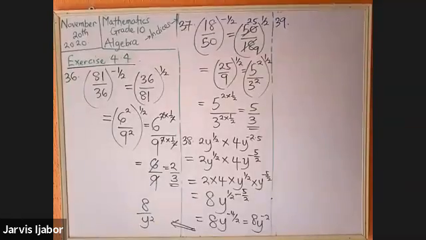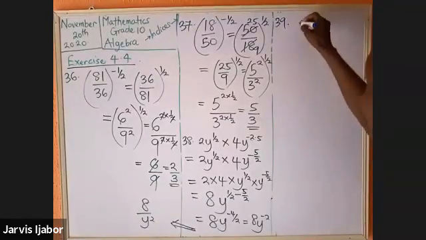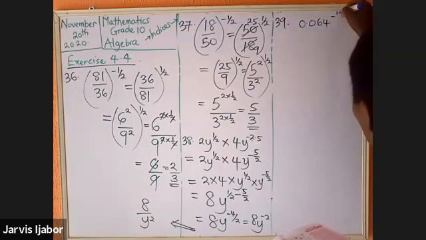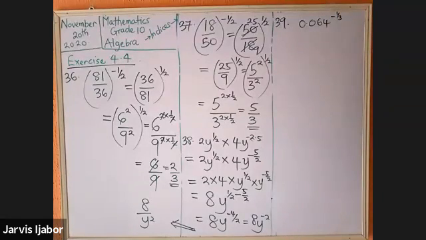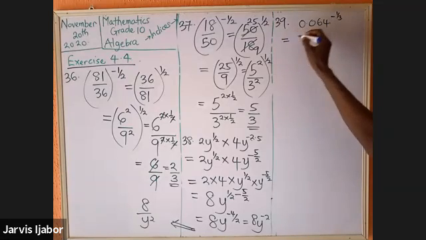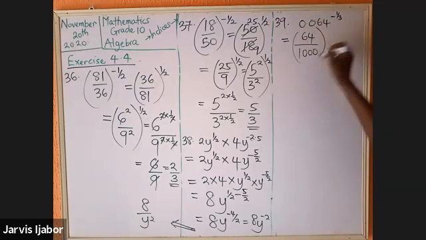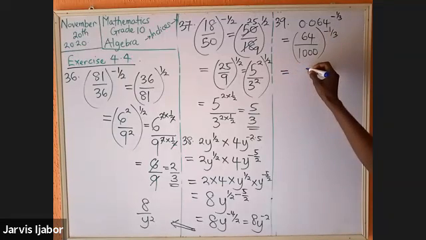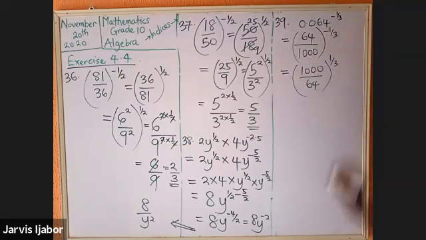So question 39. It says 0.064 raised to the power of negative 1 over 3. Remember we said that the first thing you need to do is to try to convert this to a fraction. So this will be equal to 64 over 1000, all raised to the power of negative 1 over 3. What's the next thing you do? Toggle this. That'll be 1000 over 64, all raised to the power of 1 over 3.